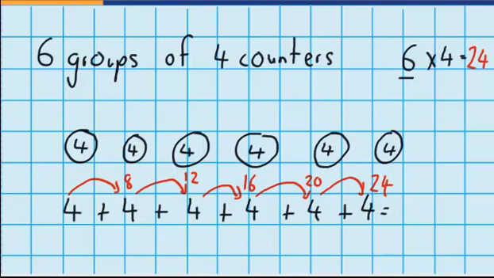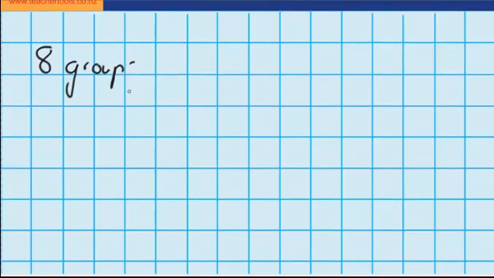Let's try another question. This time I'm going to imagine I've got 8 groups of counters. 8 groups. And inside each of those groups there are 3 counters. I can also write that as 8 times 3, or 8 groups of 3.